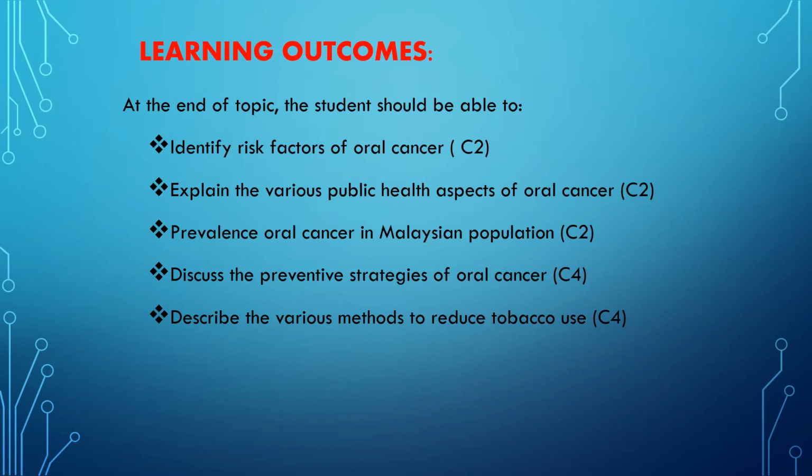Okay, the learning outcomes expected from everybody at the end of the topic: the student should be able to identify risk factors of oral cancer, explain the various public health aspects of oral cancer, the third one is prevalence of oral cancer in the Malaysian population, the fourth one is discuss the preventive strategies of oral cancer and describe the various methods to reduce tobacco use. The last two learning outcomes we will do in part 2 of the lectures.